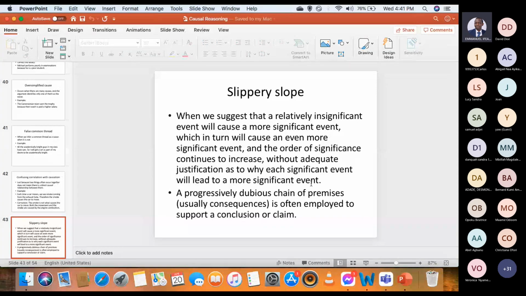Then we have slippery slope. Slippery slope is when we suggest that a relatively insignificant event will cause a more significant event, which in turn will cause an even more significant event, and the order of significance continues to increase without adequate justification as to why each significant event will lead to a more significant event. So what we have is a progressively dubious chain of premises, which are usually consequences, often employed to support a conclusion or claim.